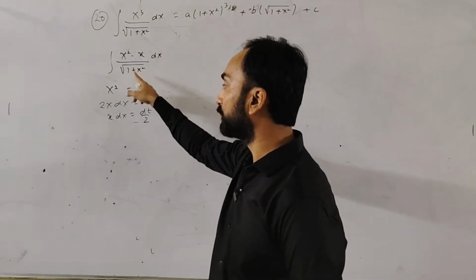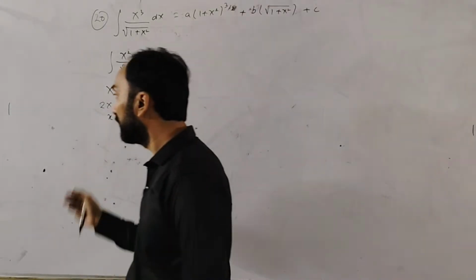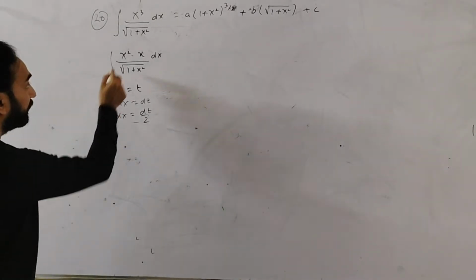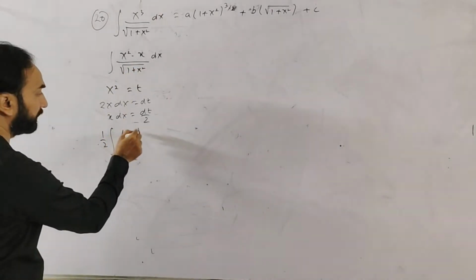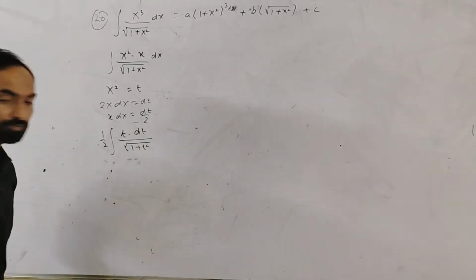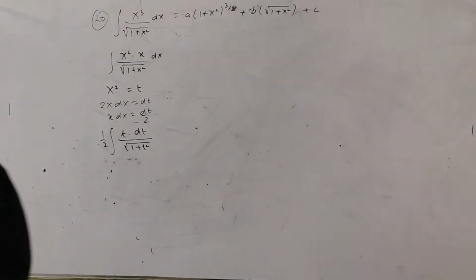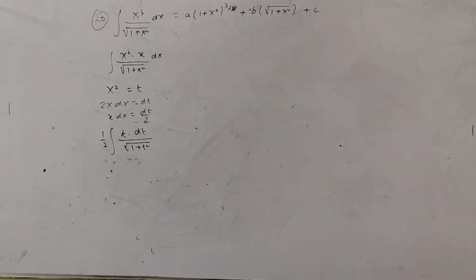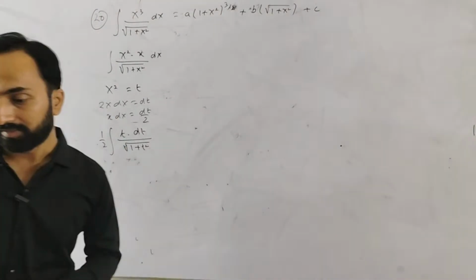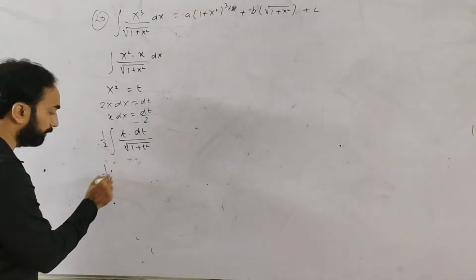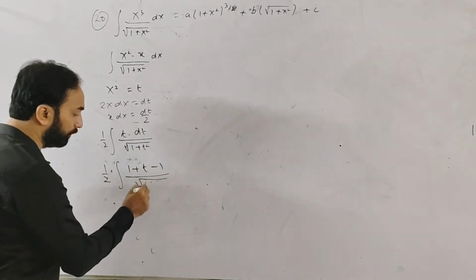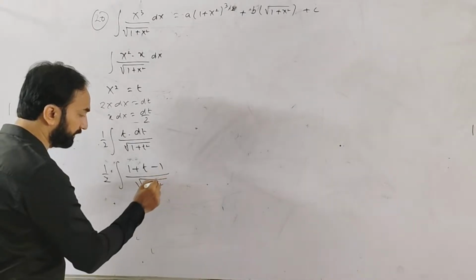Now the complete integral will change. I can write it as 1 by 2, x square we have assumed as t, x dx becomes dt, and square root of 1 plus t. So this will become t over square root of 1 plus t. Now in the numerator we will add 1 and subtract 1. So 1 by 2 integral of (1 plus t minus 1) divided by square root of 1 plus t, dt.